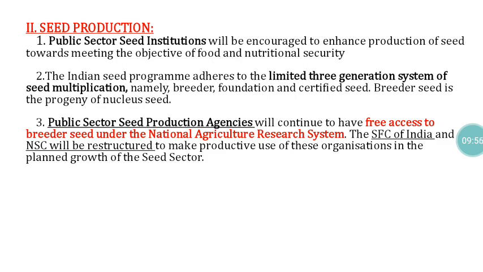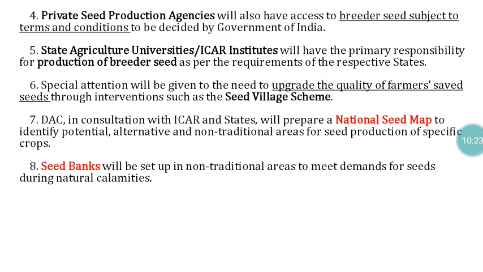And public sector agencies will continue to have free access to the breeder seed, like whatever is prevailing now, under the national agriculture research programs. And it was also decided to restructure the State Farms Corporation and National Seeds Corporation, mainly for the effective utilization of those institutions for the production and distribution of quality seeds.